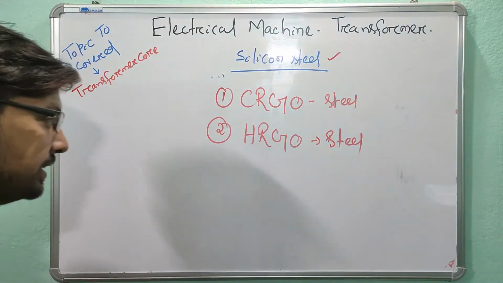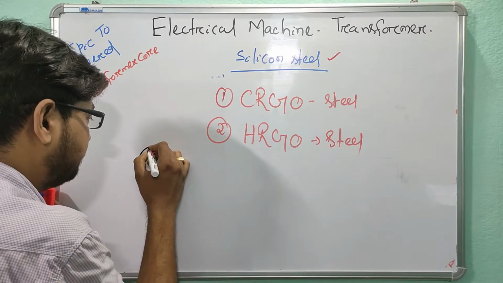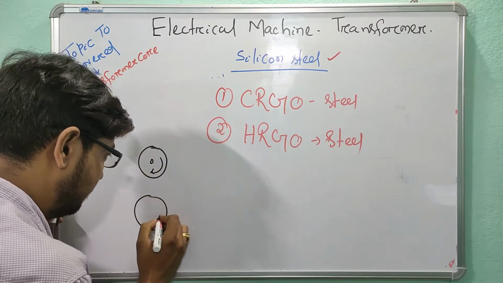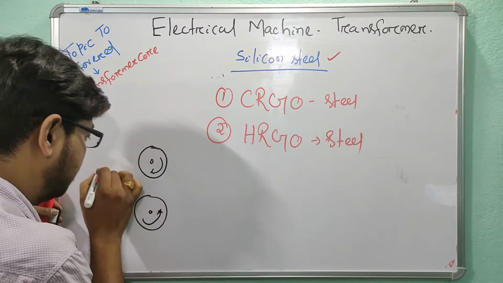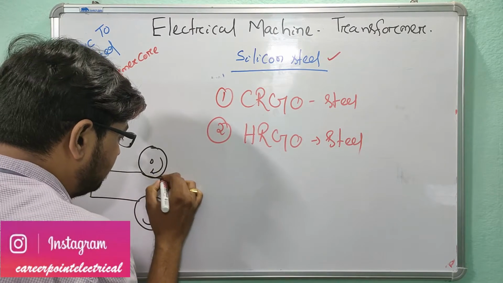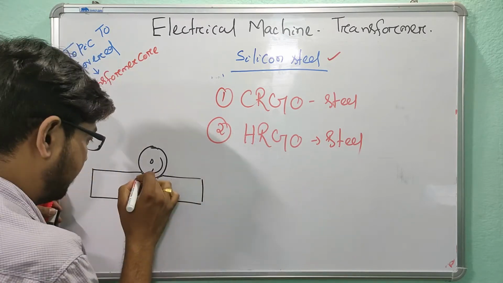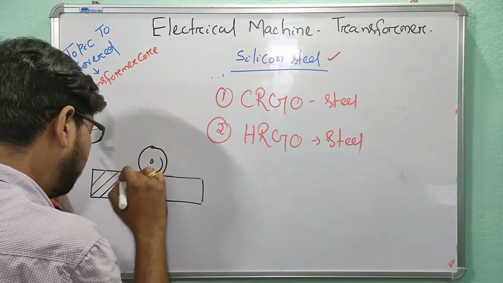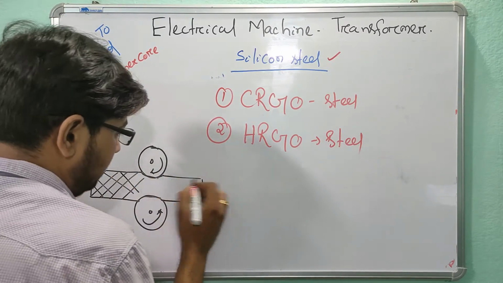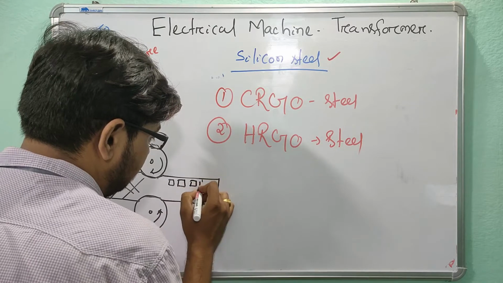So what is the process of CRGO steel? For that, silicon steel is passed through a heavy roller. If I pass the silicon steel through a roller, then the grains of the silicon steel are arranged. If they are irregularly arranged, then they are arranged with a regular orientation.